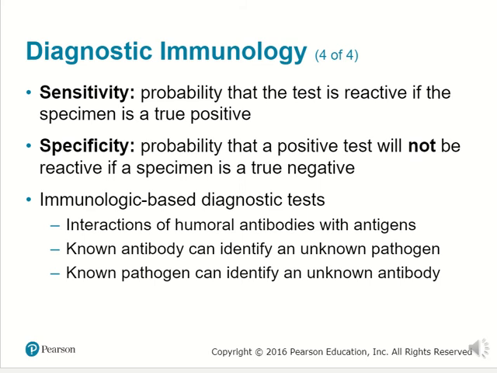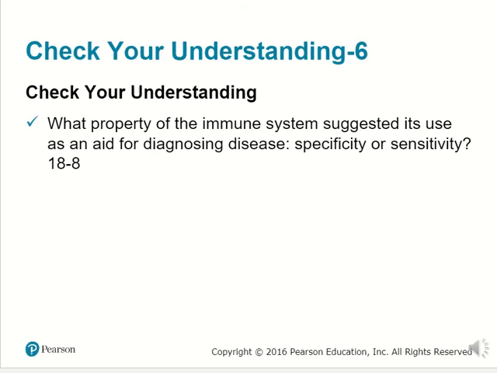Immunologic-based diagnostic tests involve interactions of the humoral antibodies with antigens. Known antibodies can identify an unknown pathogen if you know what antibodies are linked to that pathogen, and a known pathogen can help identify an unknown antibody. This is essentially performing diagnostic tests to see what you might have. You might use an antibody test to see what kind of pathogen you have if you're not sure what it is, or you might use a known pathogen to help determine the function of an antibody if you haven't discovered what that antibody is used for yet.